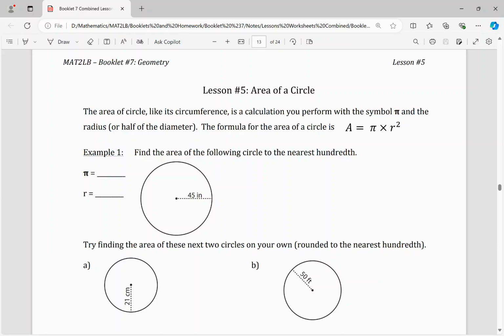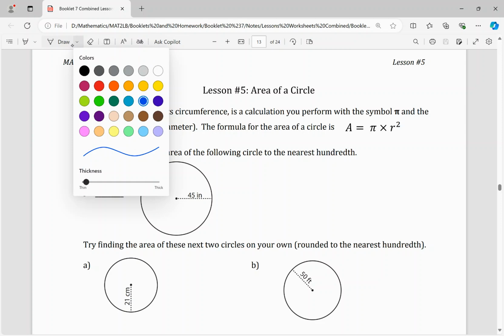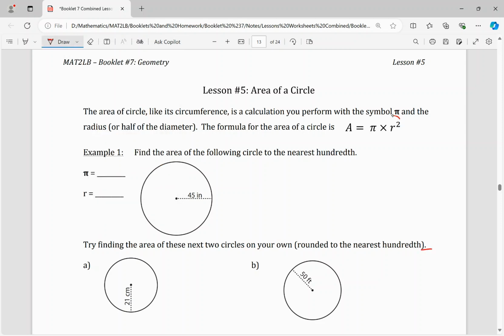All right, guys. Today we will be completing lesson number 5 in booklet 7. That is the area of a circle. Now, in this lesson, you will have a new equation. It is similar to the previous lesson where we talked about the area of a rectangle and that of a triangle. The equation that you need to find the area of a circle is this guy right here.